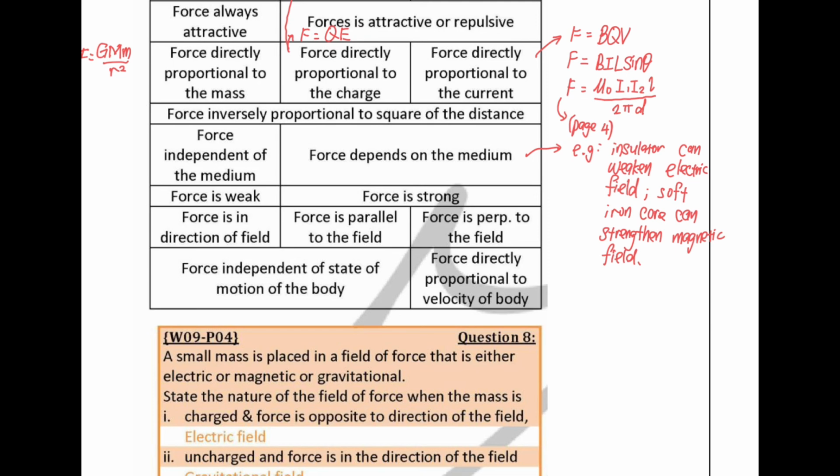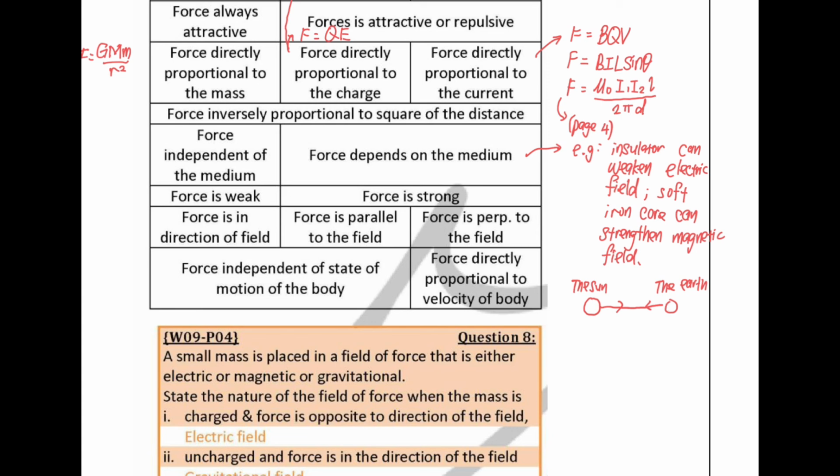So the first one, force is in direction of field. Let's do a quick revision here. You have the sun and the earth. This is the sun and this is the earth. The gravitational field is like that, which attracts each other. So the gravitational force is in the direction of the field. The sun is attracted to the earth, and the earth is attracted to the sun. So it's in the direction of the field.